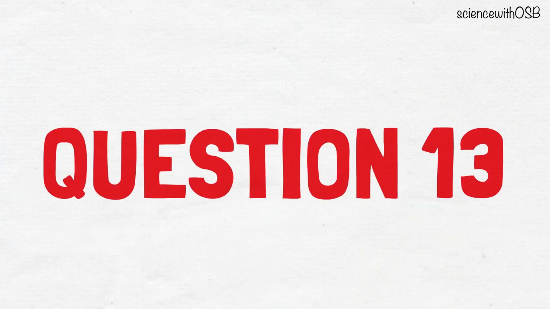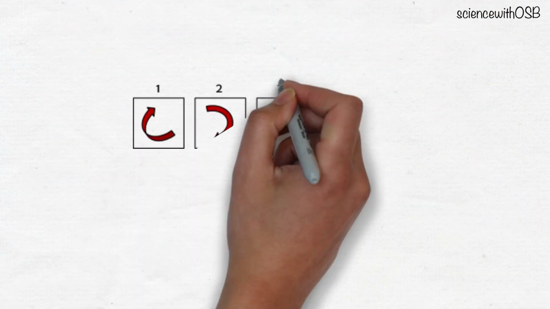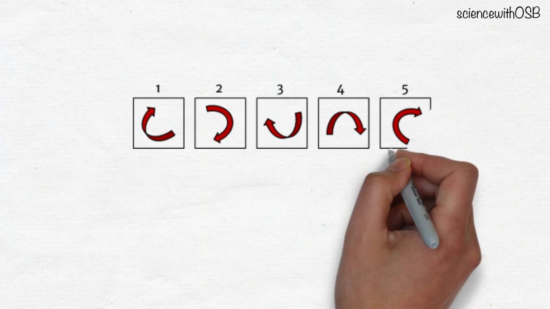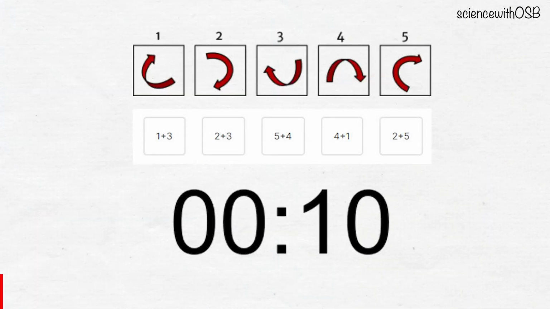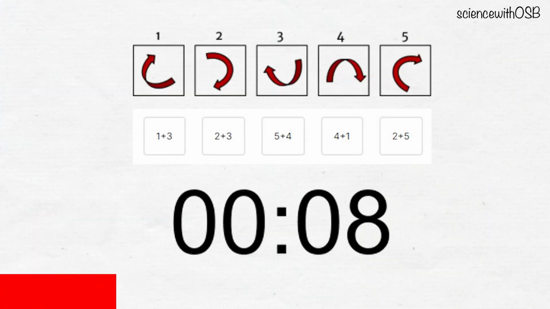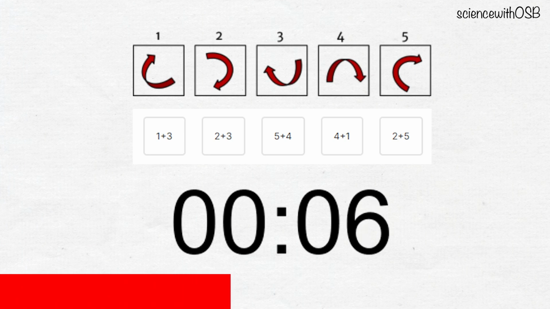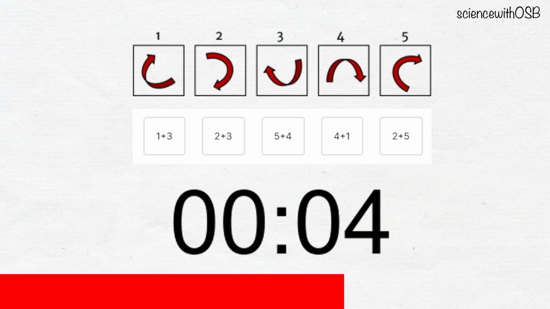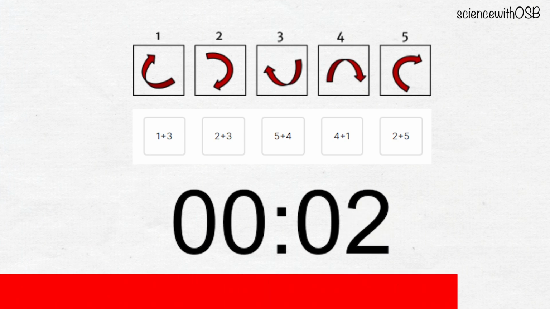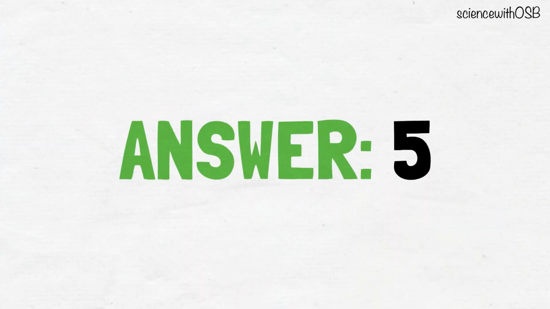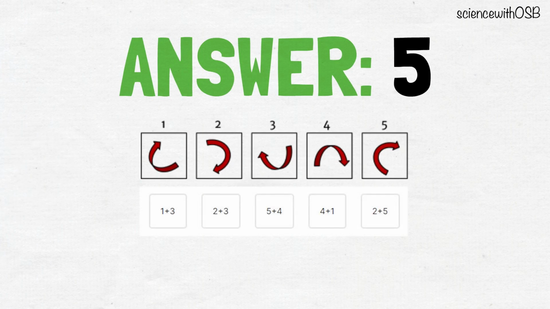Question number 13. Choose the odd one out according to the sum given below. The correct option is 5, which is 2 plus 5.